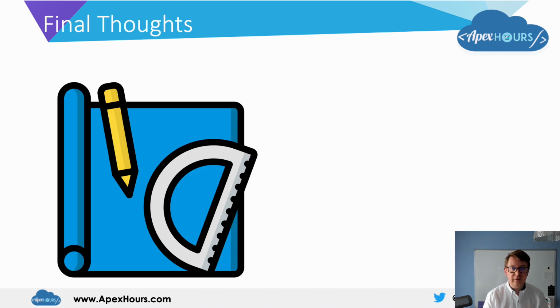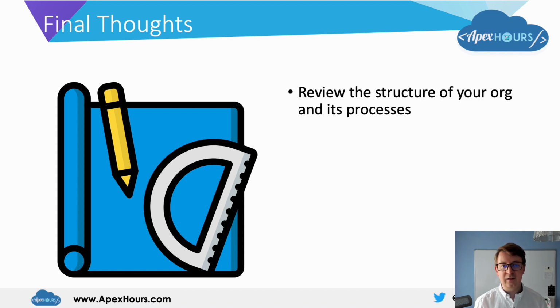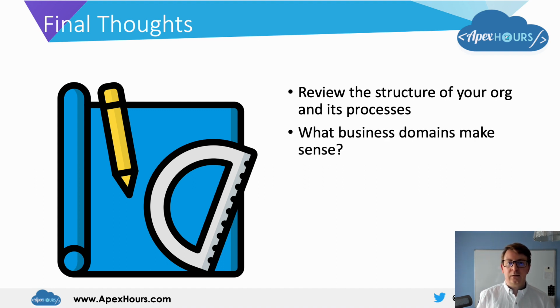So I just want to finish up by talking to you about a couple of final thoughts I've got about how you can start doing this. So the first thing to do is to review the structure of your org and its processes. How is your org set up? How is it structured? How are you processing data within your org? And how are your business processes put together? Then start to think about what business domains make sense for you. I recommend business domains as a starting point here. How do you separate your environment into different business domains?